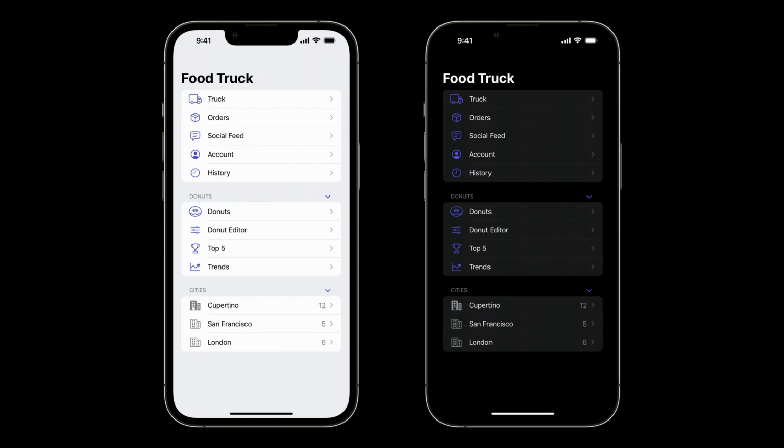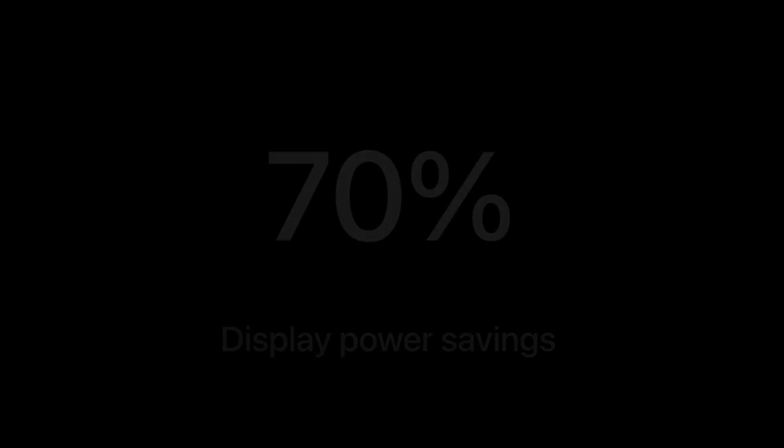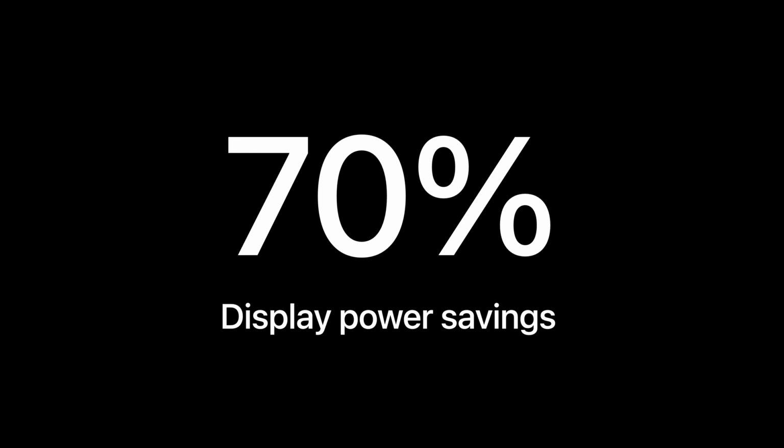I'll use the food truck app my team has been working on as an example. This app has a very prominent background color that takes up most of the screen. When presenting in dark mode, this background color becomes much darker than its light mode version, contributing heavily to battery savings. In fact, for cases like this, we expect up to a 70% display power savings as a result. This is a huge savings.